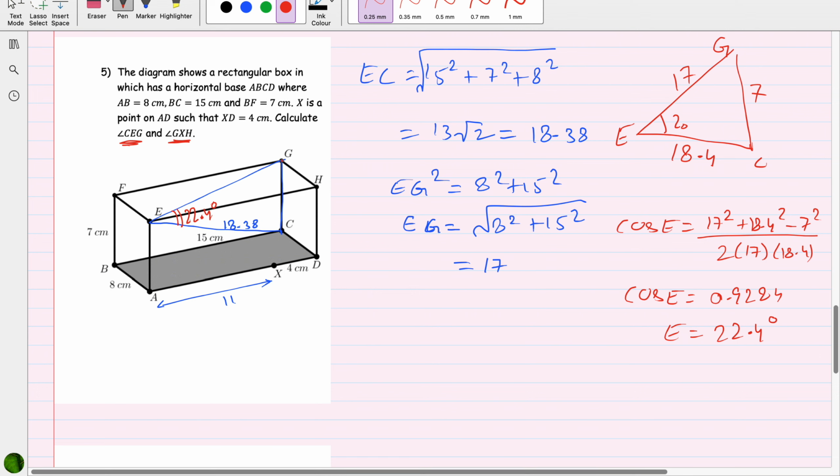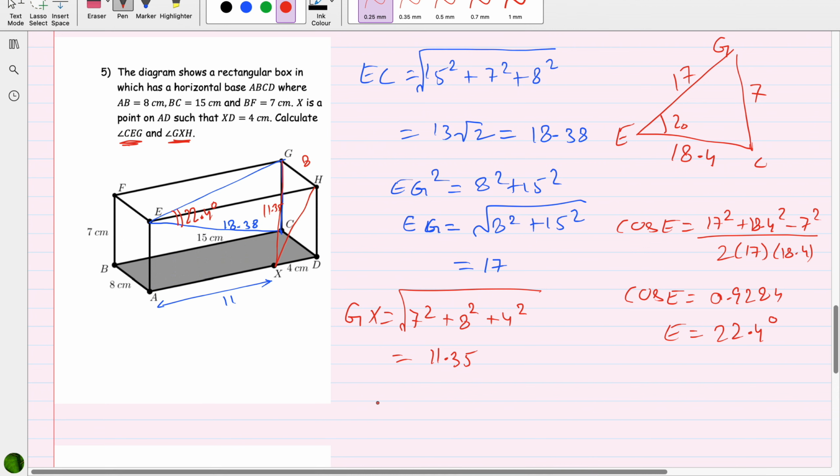GXH. Again, to find this, we need these lengths. We already know GH is 8. So GX, I'm using the same formula. GX is equal to, one length involved is from G to C, 7 square, from C to D is 8 square, from D to X is 4 square, whole square root. So that is 7 square plus 8 square plus 4 square, 129, and square root of the answer is 11.35. So GX is 11.35.